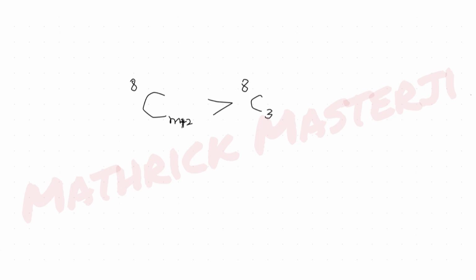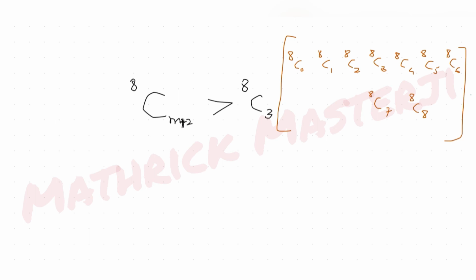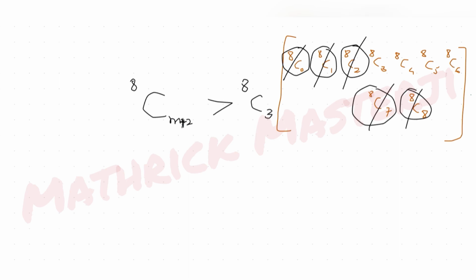Now, once I have gotten this condition, let's understand the combination. For 8, I have 8c0, 8c1, 8c2, 8c3, 8c4, 8c5, 8c6, 8c7, and 8c8. I know 8c0 and 8c8 have the same values, and both would be less than 8c3. So this gets cancelled because I want a number which should be greater than 8c3. 8c1 also has a value lesser than 8c3. 8c1 and 8c7 also have the same values, so they get cancelled. 8c2 and 8c6 also get cancelled because they have the same values.